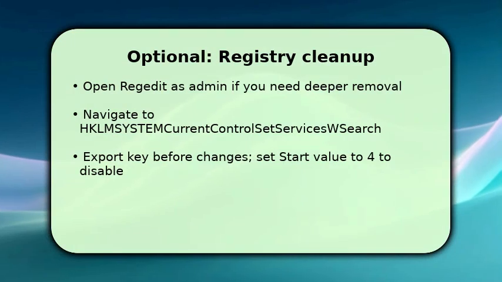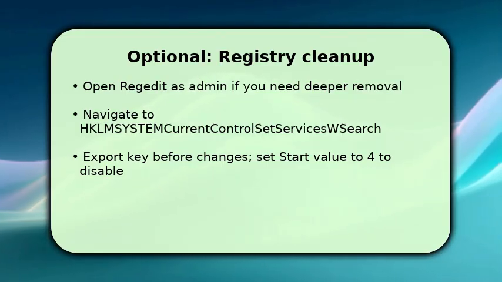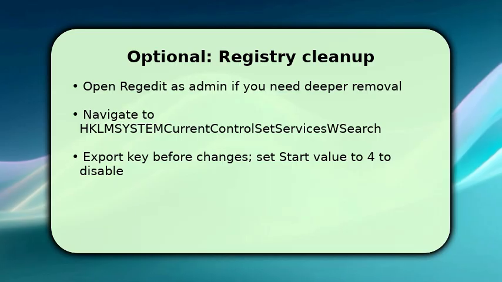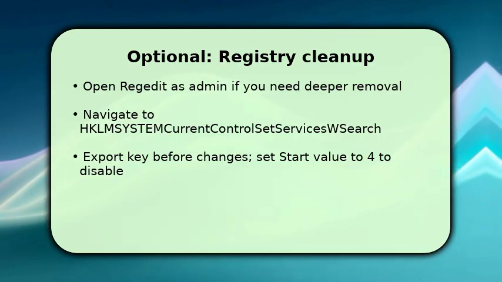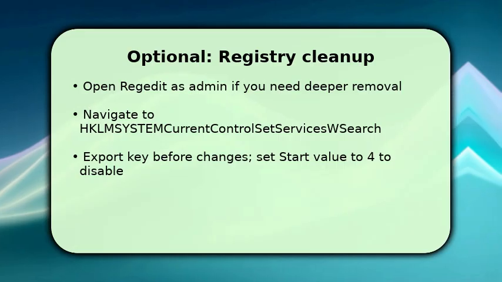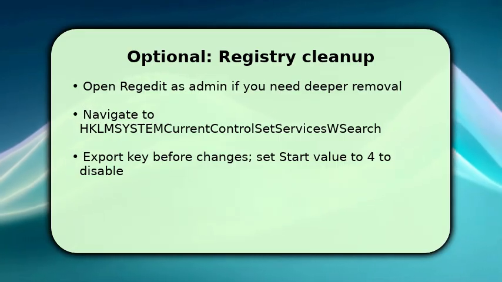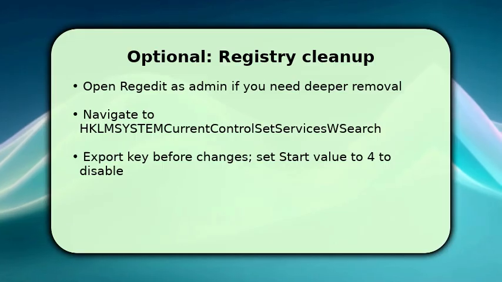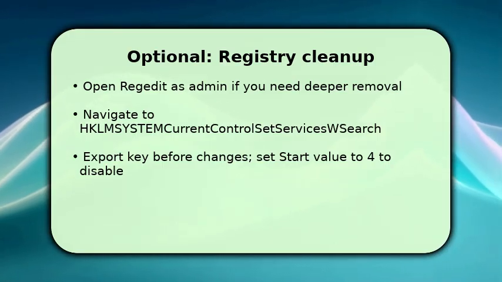For a persistent soft disable, or if the service resets, modify the registry carefully. Open Regedit as administrator and navigate to HKLM\SYSTEM\CurrentControlSet\Services\WSearch. First, export the key as a backup so you can restore if something goes wrong.